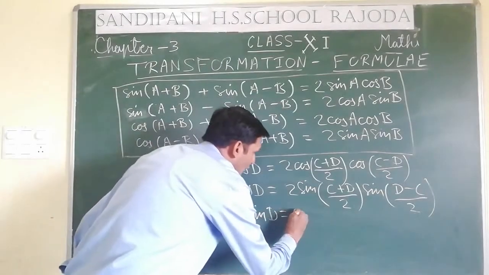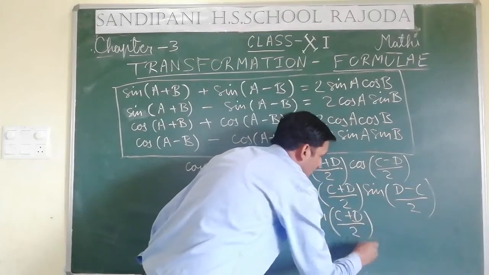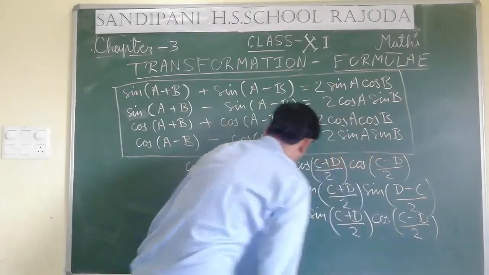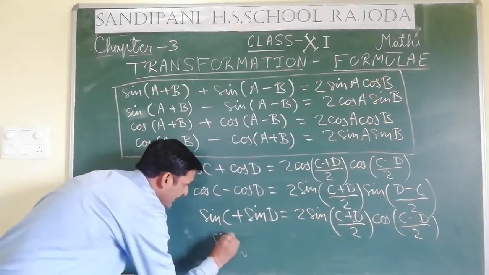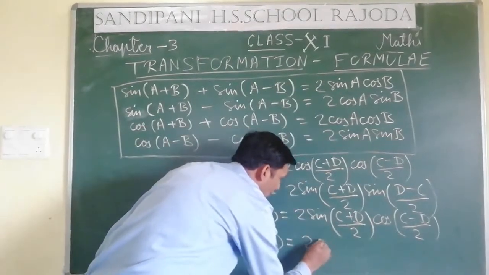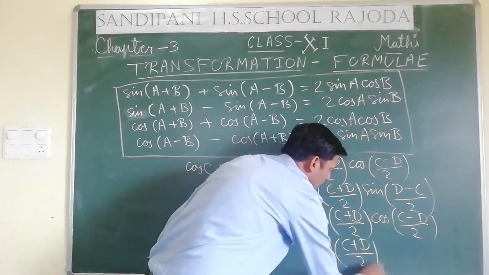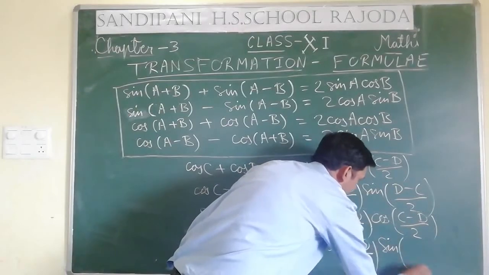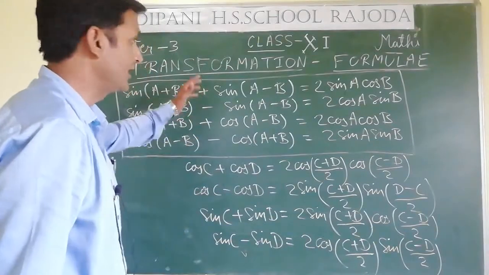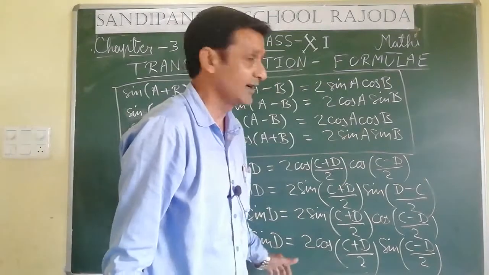Now sin C plus sin D is equal to 2 sin C plus D by 2 cos C minus D by 2, and sin C minus sin D is equal to 2 cos C plus D by 2 sin C minus D by 2. These are the formulae related to the transformation part. These are called transformation formulae. So these are the only formulas.